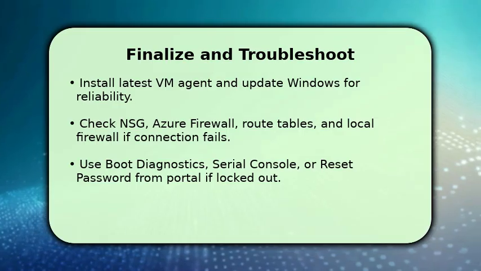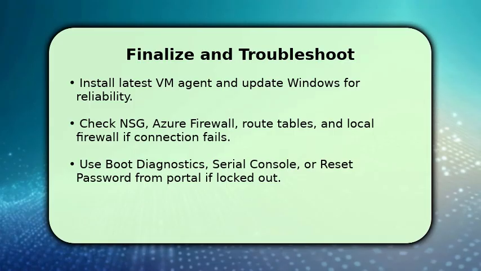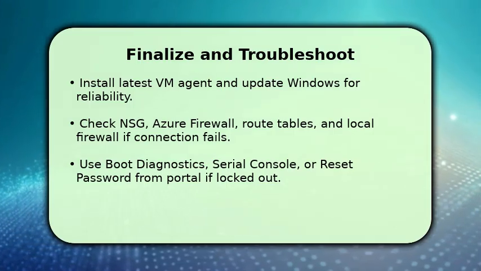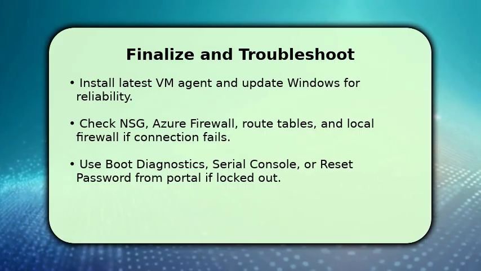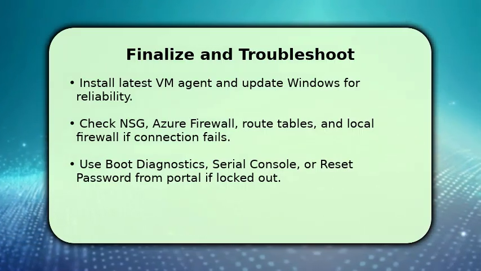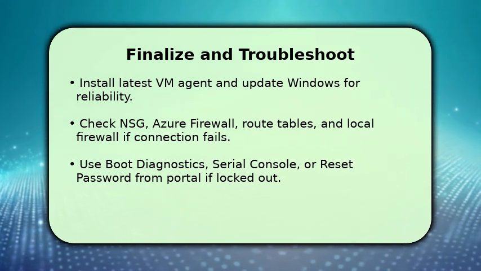If you can't connect, verify inbound NSG rules, Azure Firewall, and user-defined route table entries. Also check the VM's Windows Firewall. For stubborn cases, use Boot Diagnostics for screenshots, the Serial Console for low-level access, or the Reset Password option in the portal to recover administrative access.